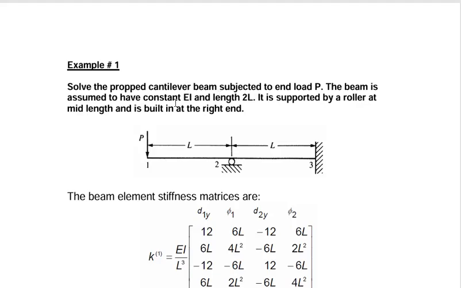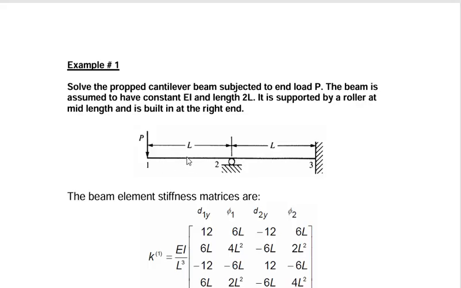The beam is assumed to have constant EI and length 2L. It is supported by a roller at mid-length and is built in at the right end. So we have this overhanging beam. On node number 1, we have a point load P acting, and at node number 3, we have a fixed support. Node number 2 has a roller support.